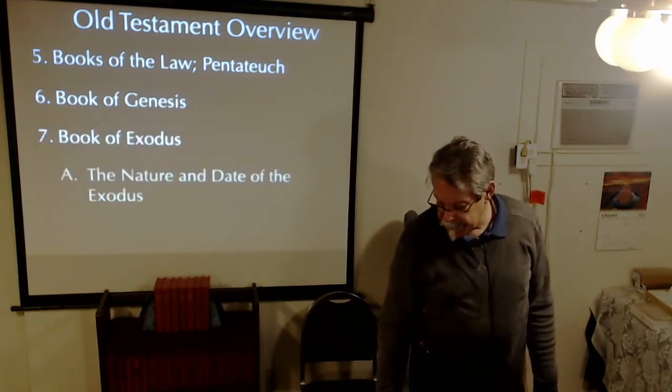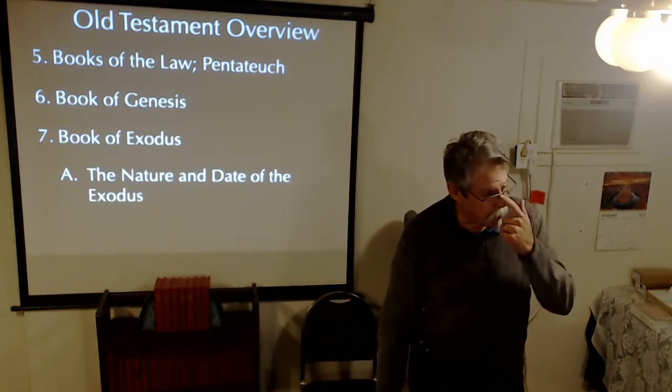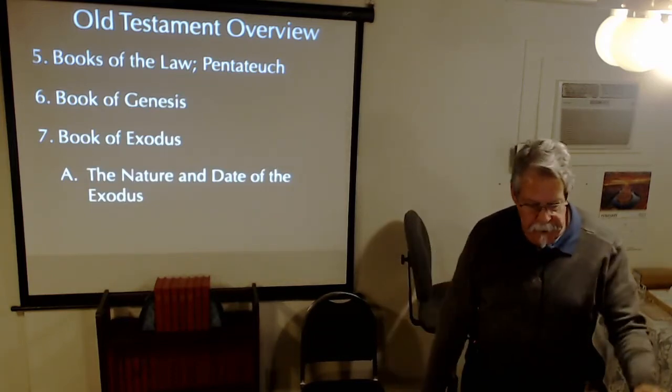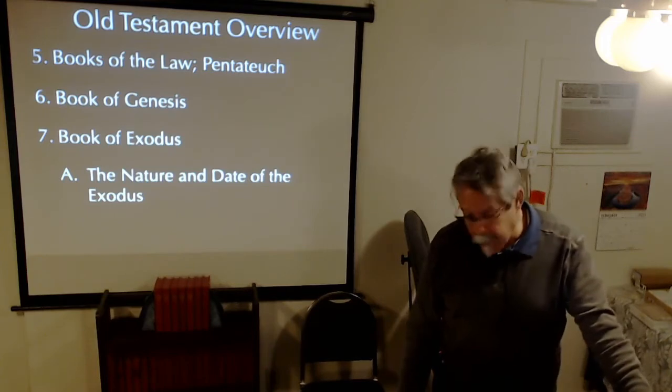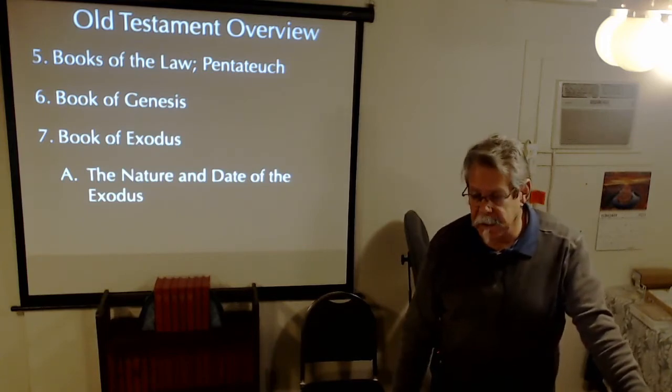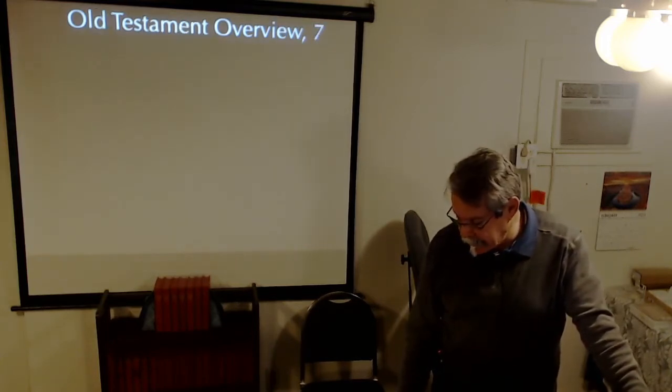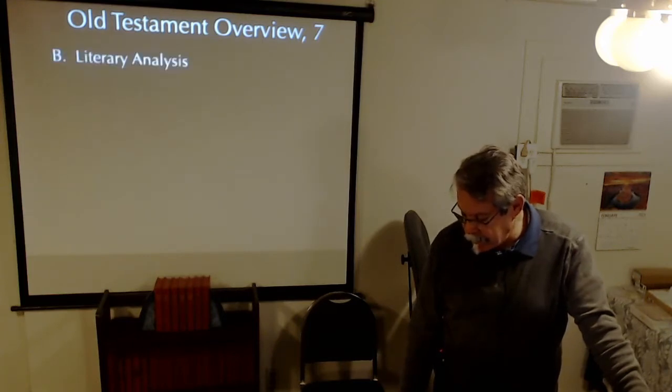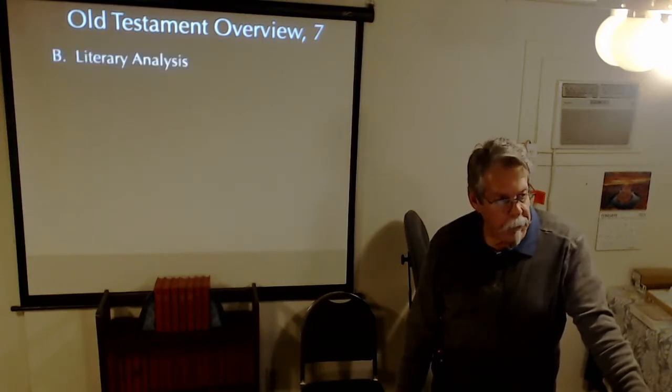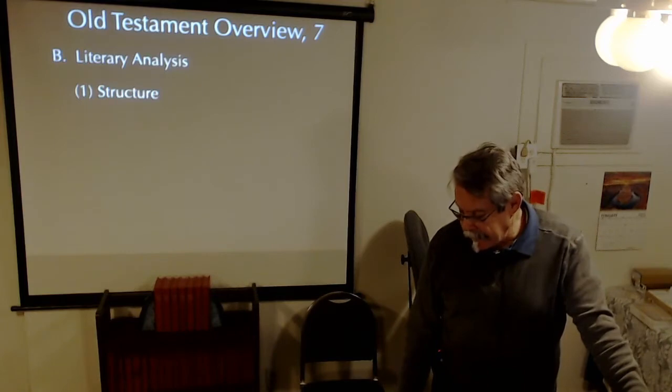In the book of Exodus, we saw the nature and the date of Exodus, and some information associated with whether it's 15th century or 13th century. The Bible basically points to the 15th century, and you have people who try to make it 13th century, and I went through the information associated with that. Then we got into subpoint B, where we talked about literary analysis, with some information associated with the structure.